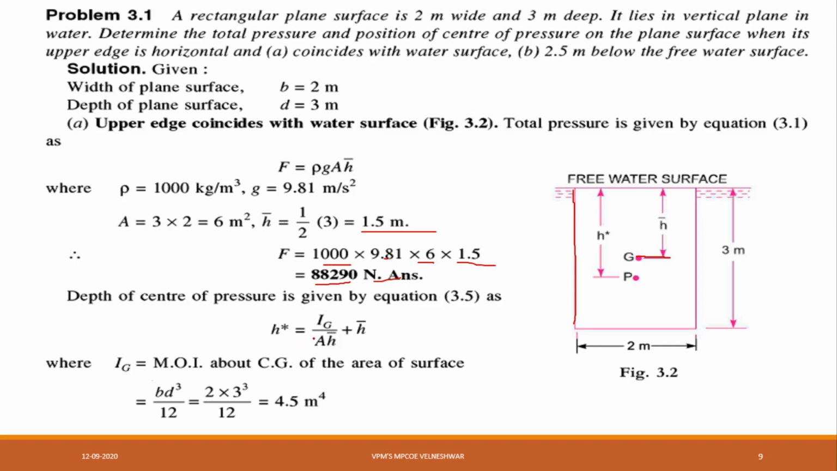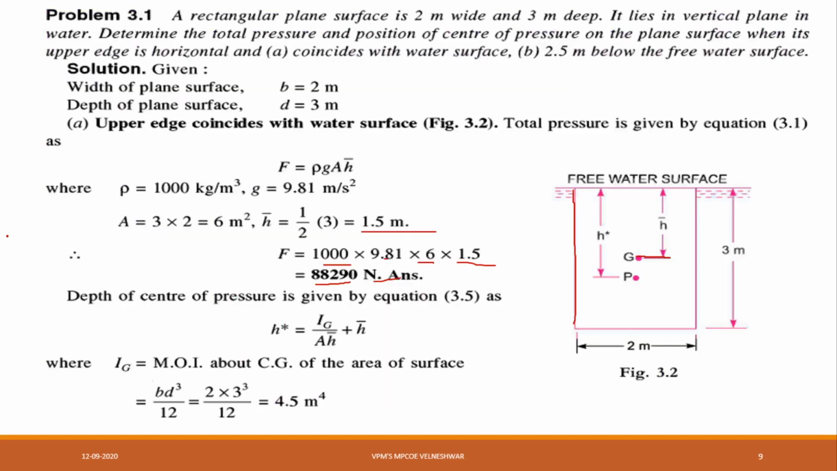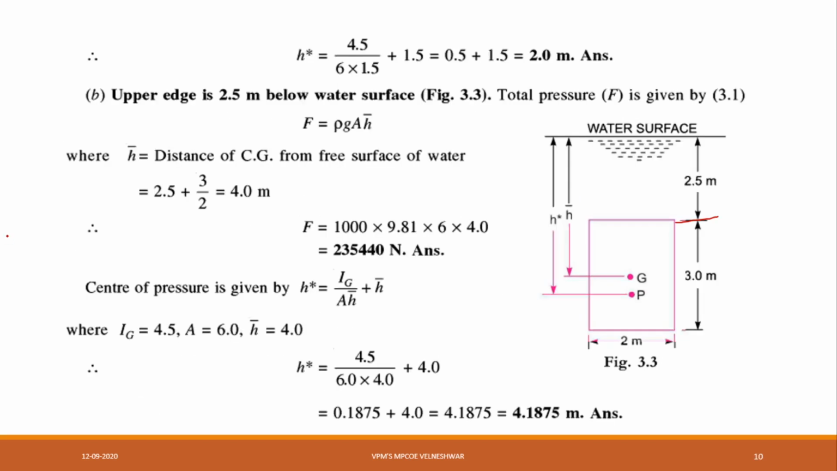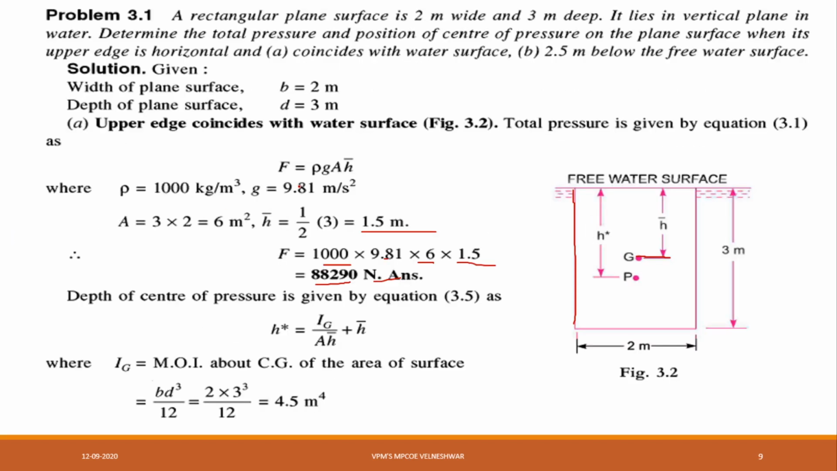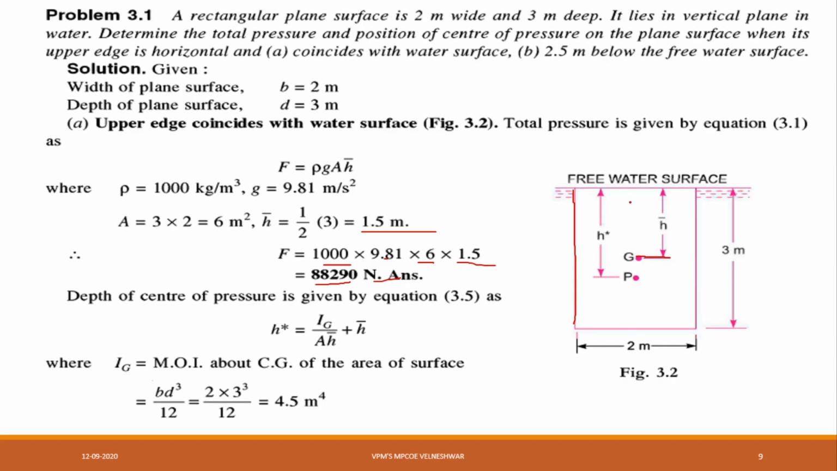Similarly, H star is equal to, you can see this formula before, Ig divided by A H bar plus H bar. Now what is the formula for rectangular? BD cube by 12. The same formula I have to use to find the value of Ig. That is Ig equals BD cube by 12. Finding this, I am getting 4.5 meter power 4. Now if Ig is there, H star is easy. H star value is 4.5 divided by 6 into 1.5, plus 1.5. So I am getting H star as 2 meter.